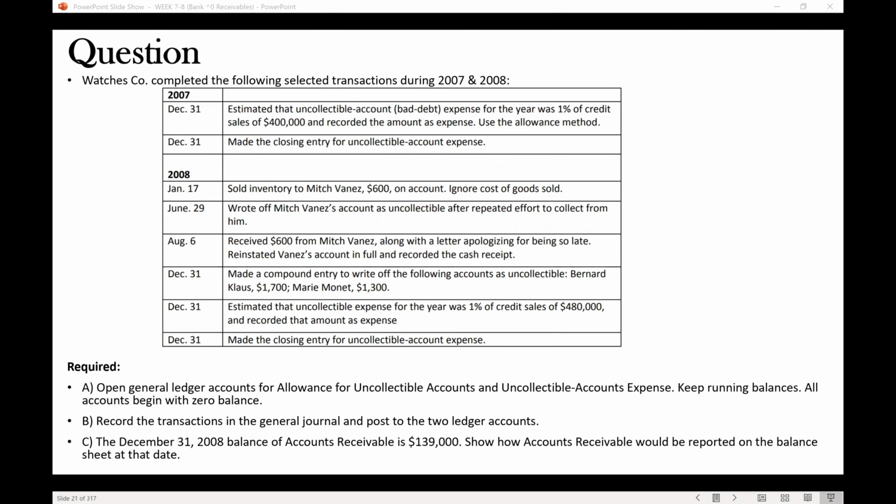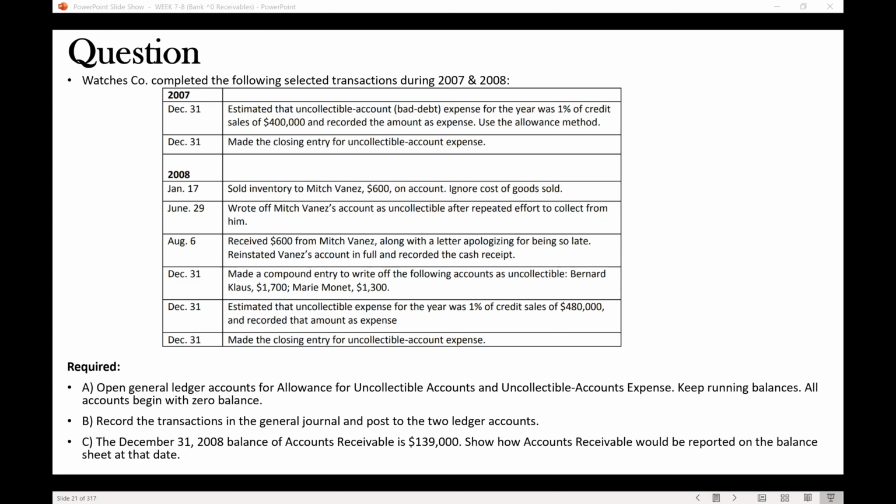B, record the transactions in the general journal and post to the two ledger accounts. So the two ledger accounts that we're talking about is from A, the allowance account and the uncollectible expense account. So A and B, we'll be doing those together.